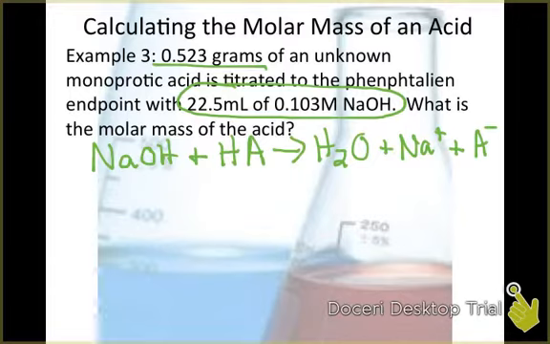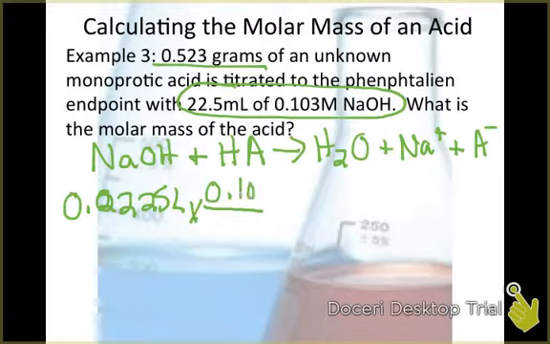Molar mass is grams per mole. So first of all, I have to figure out moles, and then I can utilize the grams. So to figure out moles, I'm going to do 0.0225 liters. Okay, then I have to incorporate the molarity, 0.103 moles of NaOH over 1 liter of NaOH.